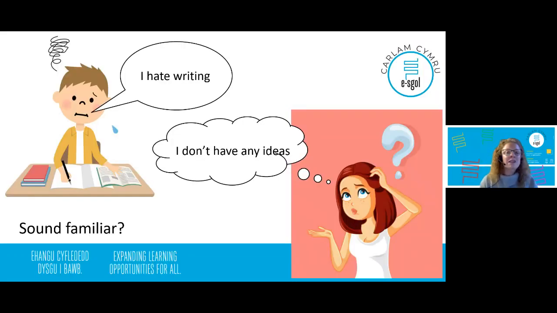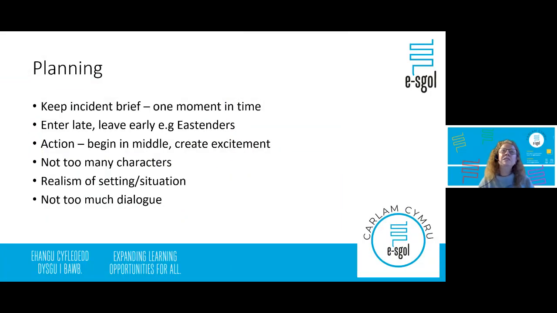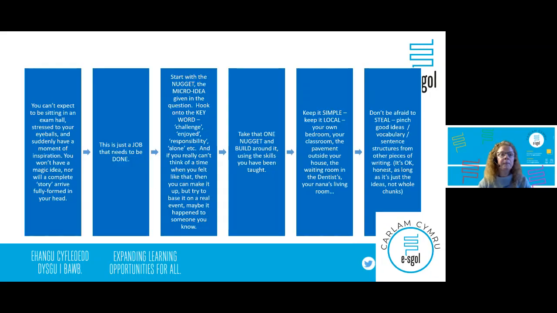So it's really hard, and I know lots of you will really hate this part of the paper because you just don't know what to write. So how can you generate ideas in the exam? Well, just keep it simple, keep it brief. Even in the narration or the description, you only need a really short moment in time. Think about it a little bit like EastEnders. You arrive in the middle of the action, you create that excitement, you don't linger around and describe everything. Definitely don't have too many characters, definitely don't use too much dialogue, and keep it real. Base it on something you know, really simple stuff.